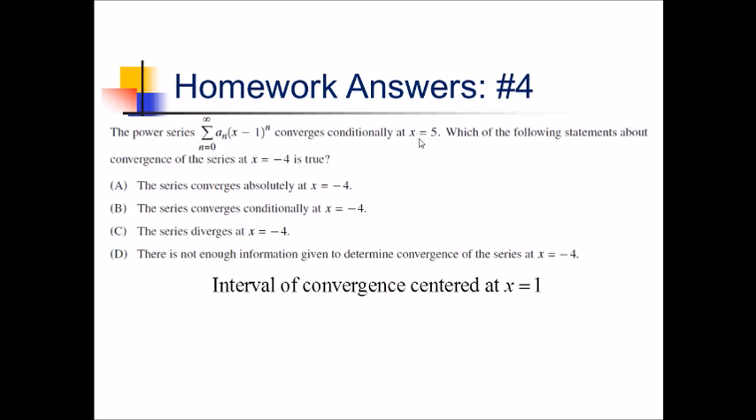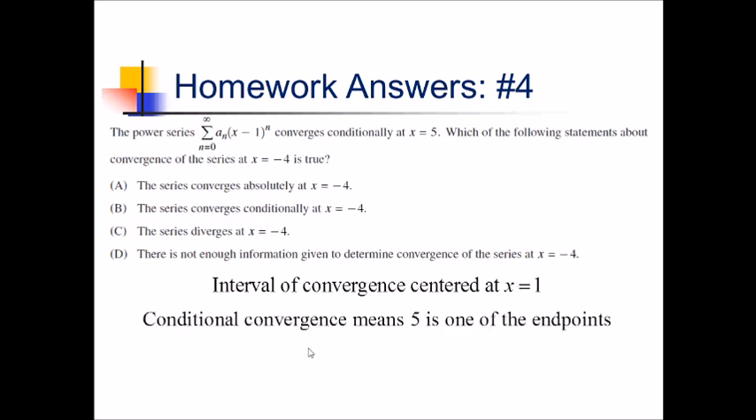What they're basically saying is that x equals 5, since it's converging conditionally there, is going to be one of the endpoints. It converges absolutely between the endpoints. It's only at the endpoints that you can have this conditional convergence. It might be absolute convergence there, but if it's conditional, it's definitely an endpoint. So that means that our radius of convergence is just the distance from 1 to 5, which is 4. So we can use this to write the interval of convergence. That's going to be 1 minus 4 to 1 plus 4. So we're going from -3 to +5.